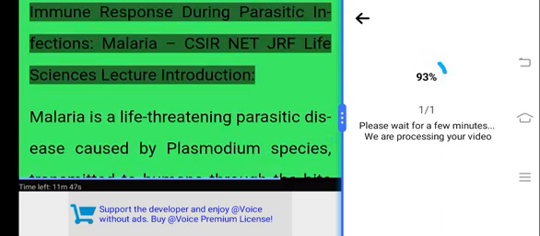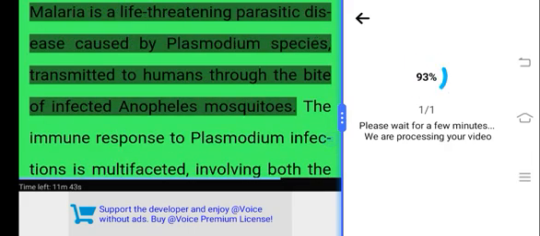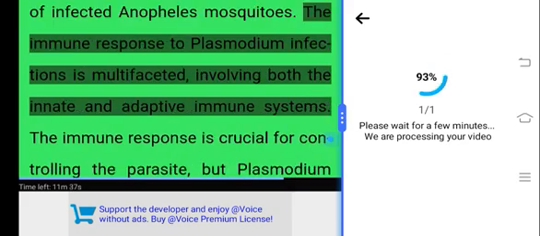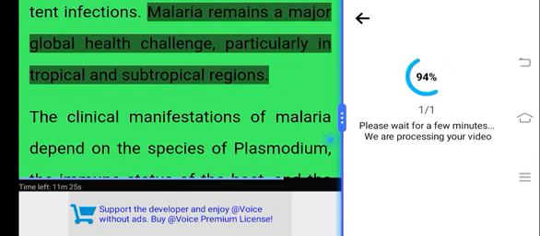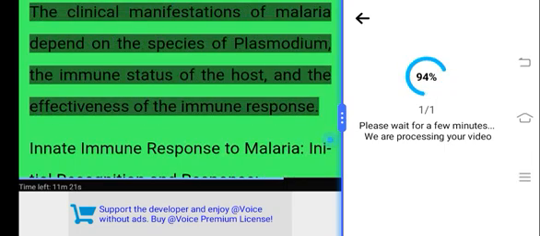Immune response during parasitic infections: malaria. CSIR-NET JRF Life Sciences Lecture. Introduction. Malaria is a life-threatening parasitic disease caused by Plasmodium species, transmitted to humans through the bite of infected Anopheles mosquitoes. The immune response to Plasmodium infections is multifaceted, involving both the innate and adaptive immune systems. The immune response is crucial for controlling the parasite, but Plasmodium has developed mechanisms to evade the immune system, leading to persistent infections. Malaria remains a major global health challenge, particularly in tropical and subtropical regions.